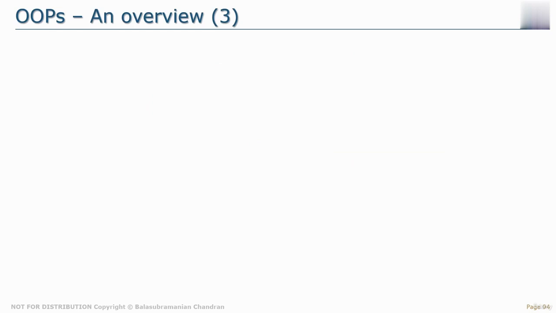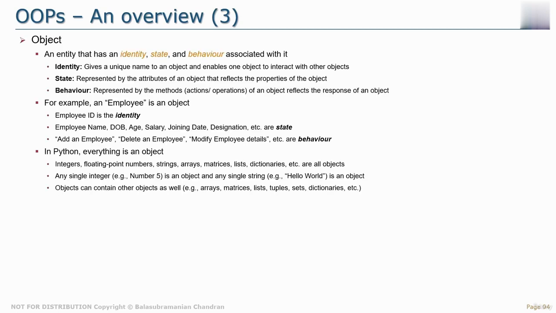Let's see the formal definitions of an object, class, and method. What's an object? An object is an entity that has an identity, state, and behavior associated with it. Identity gives a unique name to an object and enables one object to interact with other objects. State, represented by the attributes of an object, reflects the properties of the object. Behavior, represented by the methods, that is, actions or operations of an object, reflects the response of an object.